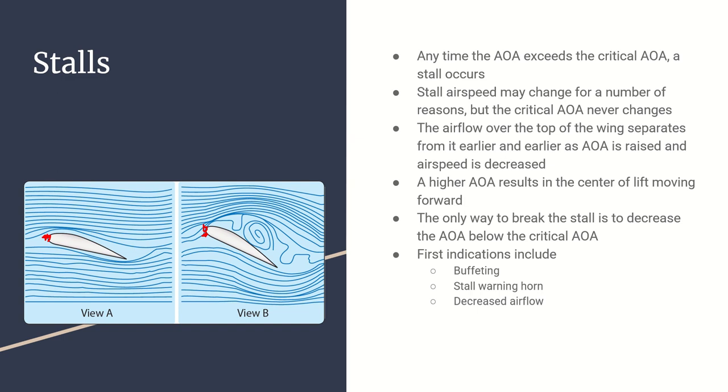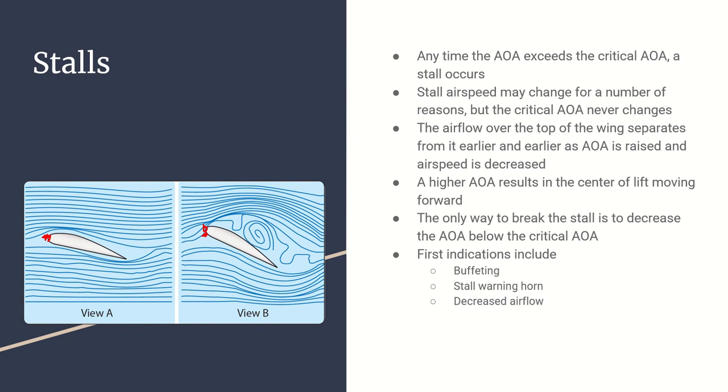So separation happens earlier and earlier as that angle of attack increases, because that stagnation point moves further down on the underside of the wing. And we eventually get to the point where there's just not enough airflow attaching to that upper surface, right? That center of lift or center of pressure has moved up and it can't really move up anymore. So that wing can no longer generate sufficient lift once that angle of attack is exceeded, and a stall happens.